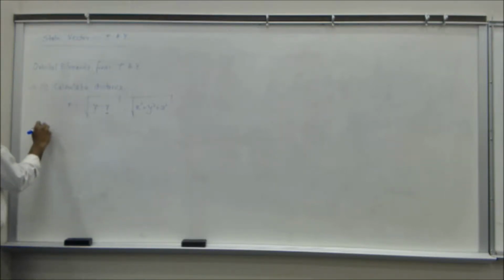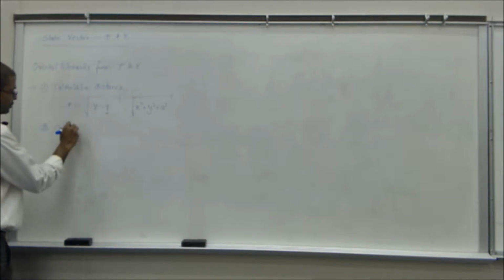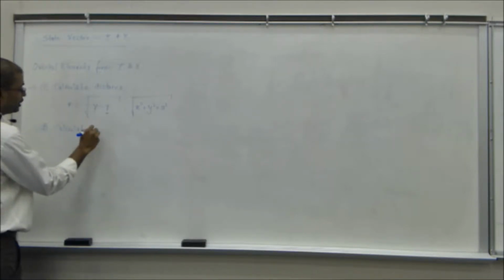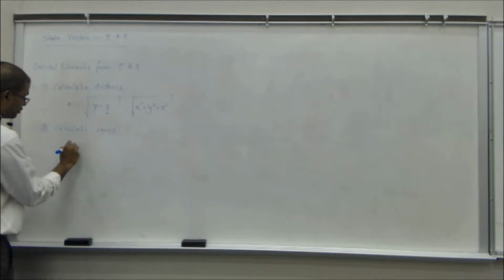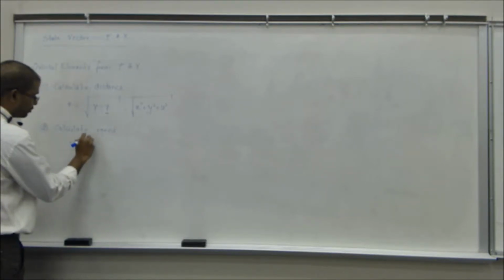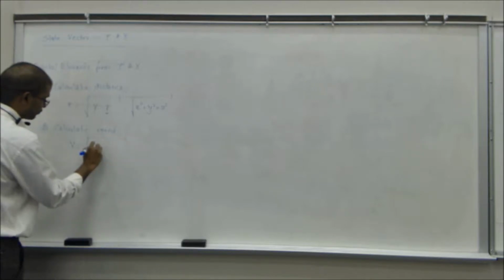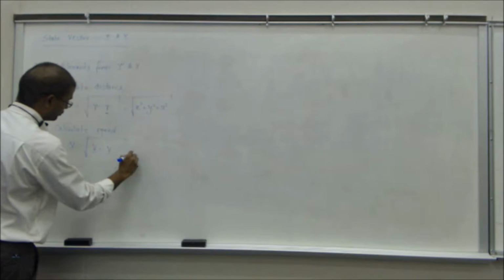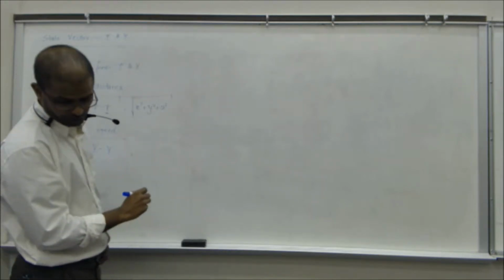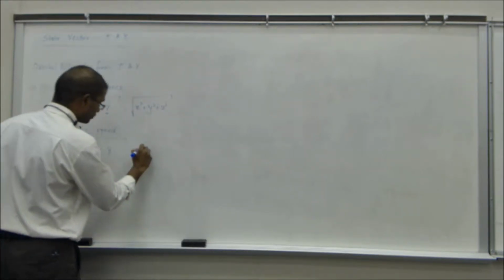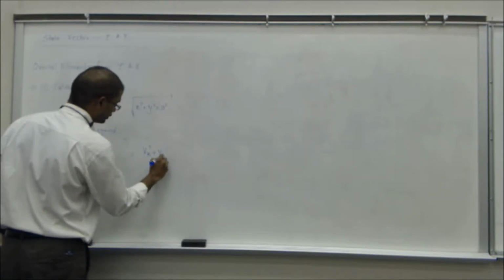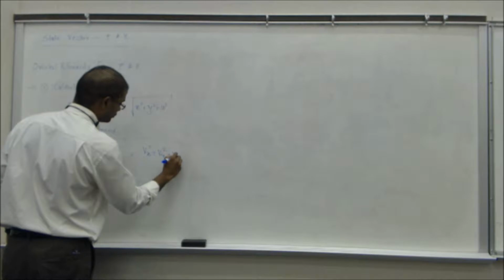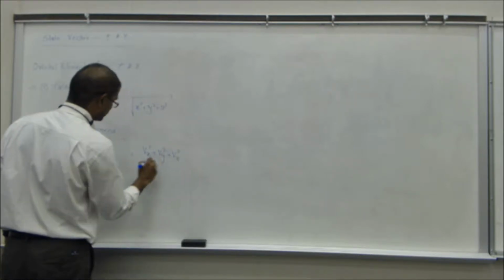The second step is again to calculate the speed. Speed, V, is equal to the square root of V dotted with V. And this is again Vx squared plus Vy squared plus Vz squared.